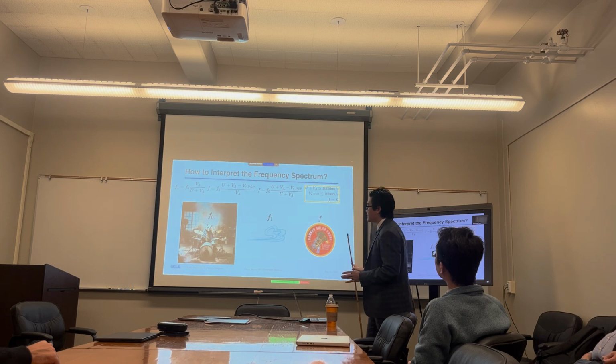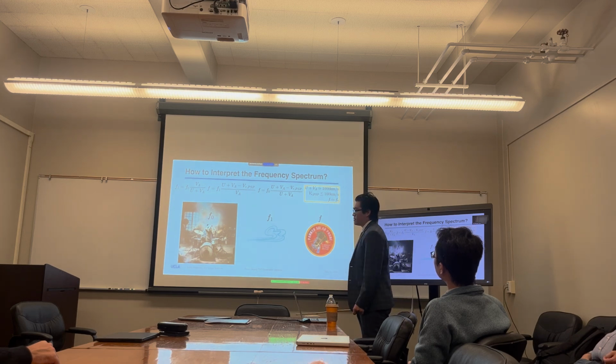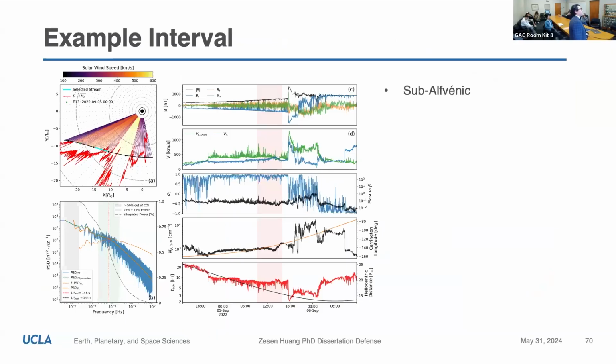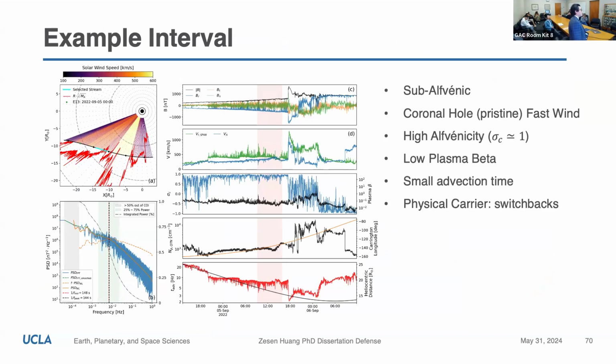But if there's no nonlinear effect, and this is actually true, the frequency spectrum we see at Solar Probe is the actual frequency spectrum that's launched at the corona base. So let's look at one example. Up to 10% difference.